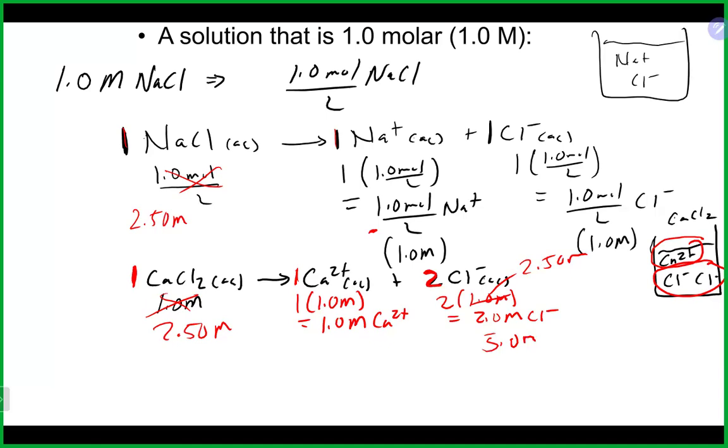So it doesn't matter what the concentration is, but that's how the molarity of the whole ionic compound relates to each of the ions. It's basically like a stoichiometry relationship, a mole to mole relationship. And again, however many ions it breaks into, that's what you want to multiply the whole concentration by.